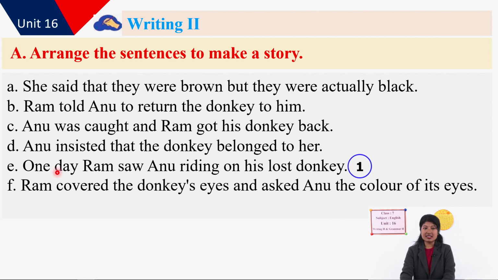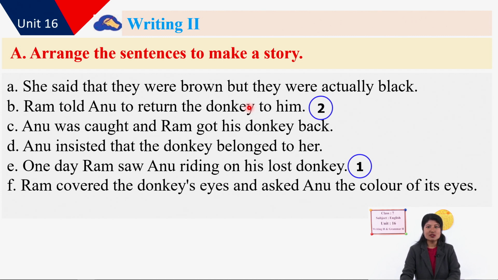Oh, yes, this is the first one. One day Ram saw Anu riding on his lost donkey. Okay, this is the first one. Then what happened? The next incident. If he saw, then obviously he would tell the person. Ram told Anu to return the donkey to him. It belonged to Ram and Ram told Anu to return the donkey.